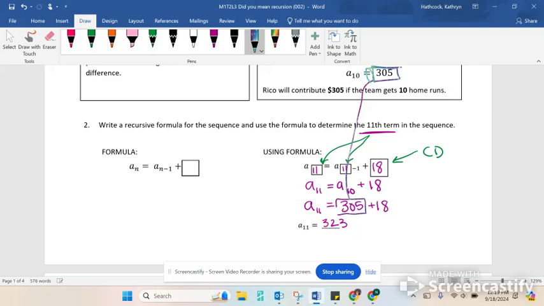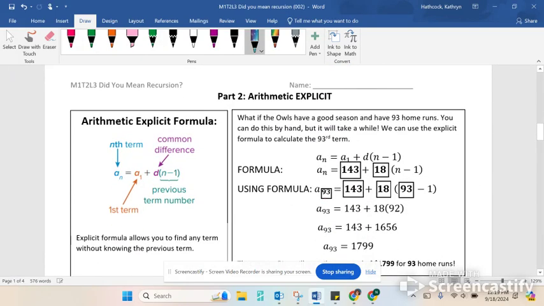Now let's flip to the backside. Now we're looking at explicit formulas, which are my favorite, because let's talk about what if the Owls had a good season. They have 93 home runs. Well, you can do this by hand. It's going to take a while. You're literally having to add 18, 93 times, and that sounds like a waste of my time. It's a waste of your time. So we have this formula to calculate the 93rd term.